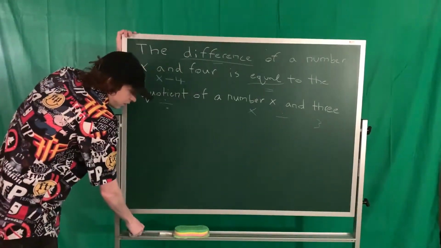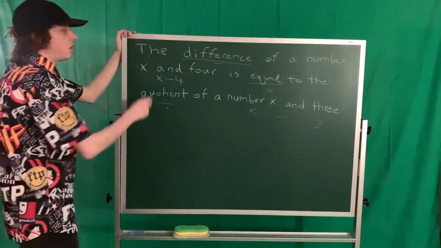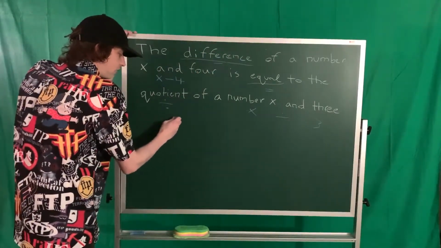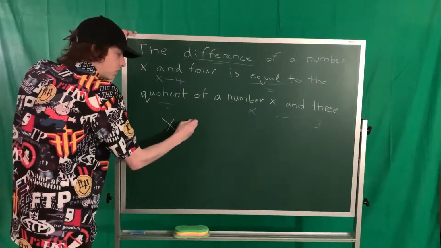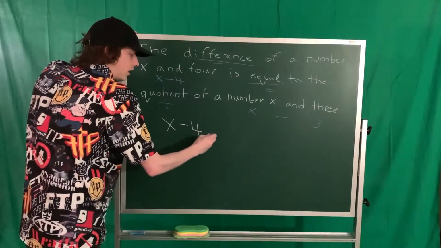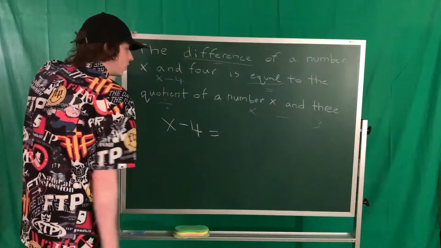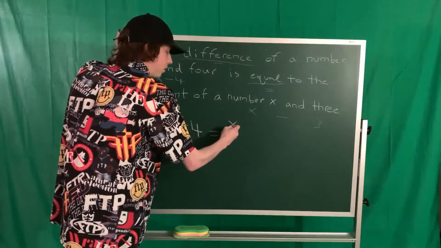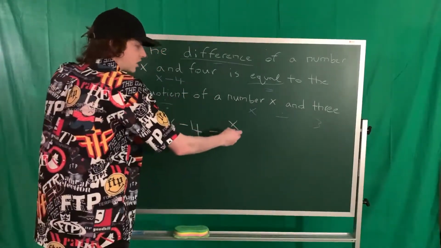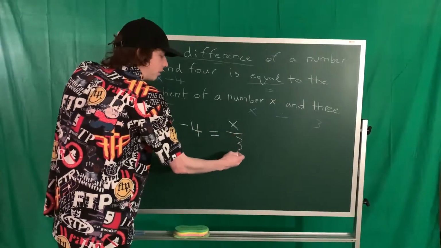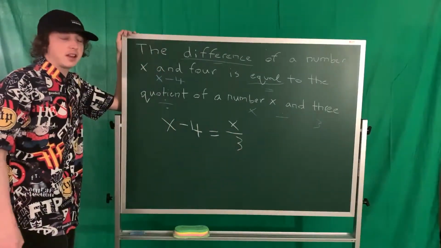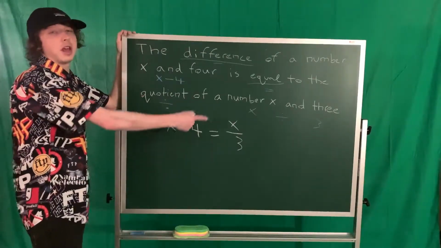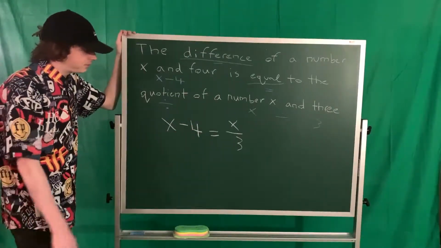So let's write it all out. So we have the difference of a number x and 4. So we have x minus 4 is equal to the quotient of a number x and 3. So x divided by 3. And that's how we would do this. This is what this is saying in terms.